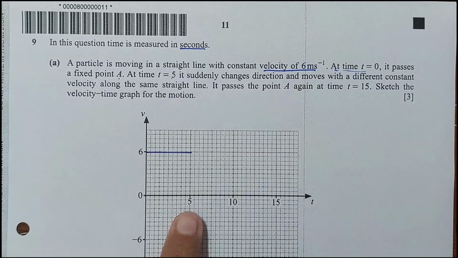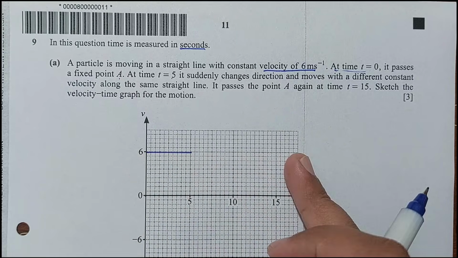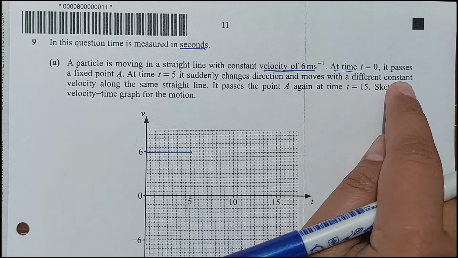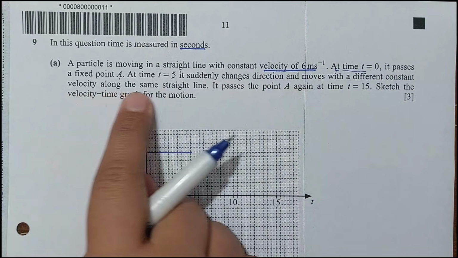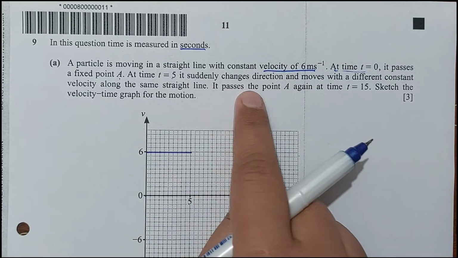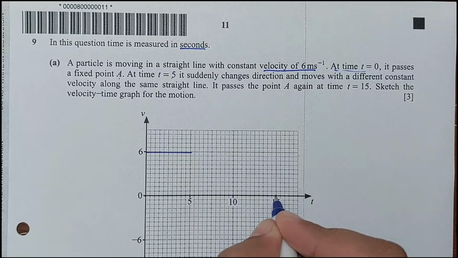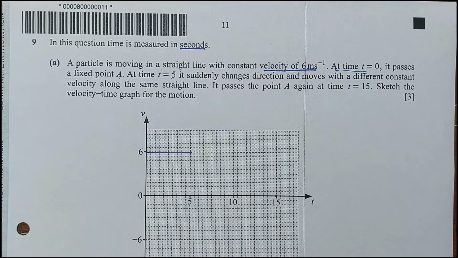At t equals 5, it suddenly changes direction. What does this mean? It means the velocity becomes negative now. The velocity is not positive, it becomes negative, and the particle moves with a different constant velocity along the same straight line. It passes through point A again at t equals 15. Sketch the velocity time graph.